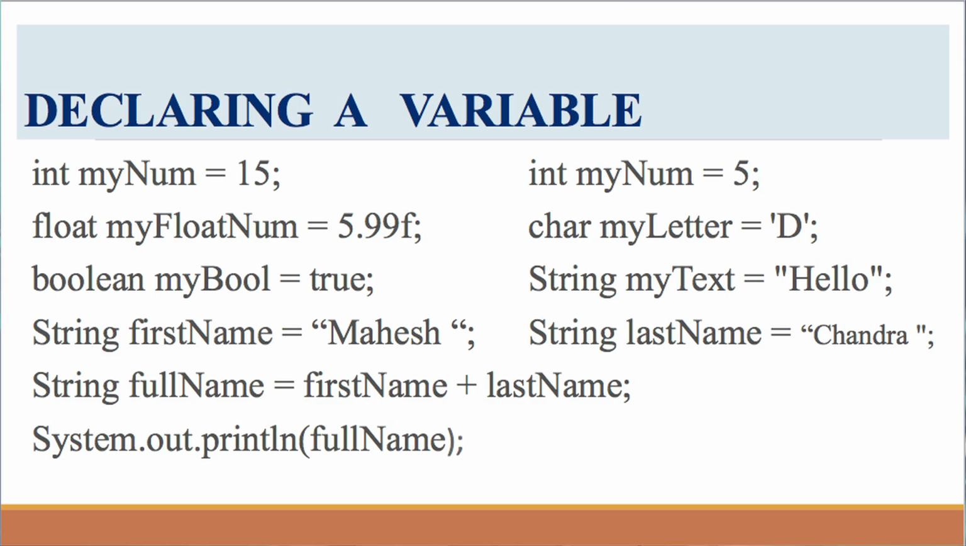And string first name, that is the string which we are storing here in first name, is surrounded by double quotes. So you can see here the double quotes are mentioned in this line. And we can concatenate two string variables, and you can see in this example first name and last name. So last name is Chandra. So when you print first name plus last name, which is assigned to full name, it will display Mahesh Chandra.